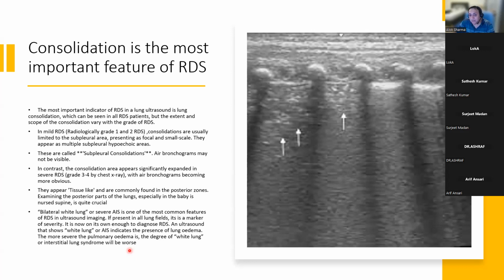And after that, I'm going to give you what I think at the moment is the clinical bottom line. But again, to summarize, consolidation is the most important feature of RDS that helps us differentiate it from transient tachypnea of the newborn.